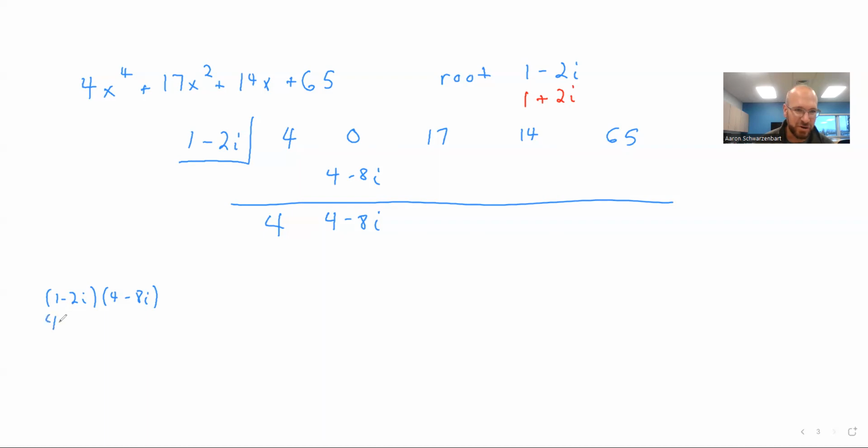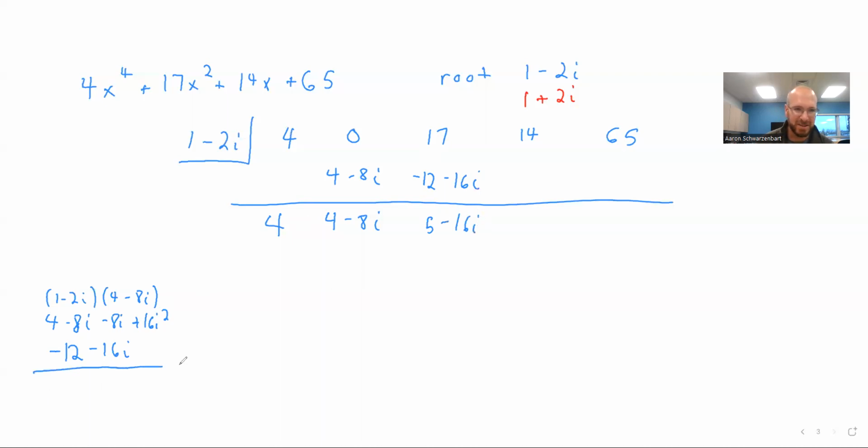So 1 times 4 is 4. 1 times -8i is -8i. -2i times 4 is -8i. -2i times -8i is 16i squared, which becomes a -16. -16 and 4 is -12 minus 16i. That's what goes here under the 17. Now when I add 17 to -12 minus 16i, I just add the real parts. 17 and -12 becomes 5.